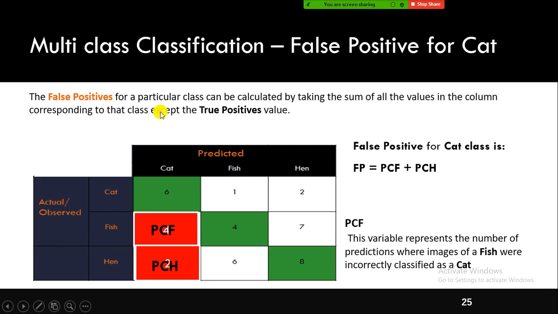The false positives for a particular class can be calculated by taking the sum of all the values in the column corresponding to that class, except the true positive value. This is how you need to compute it.